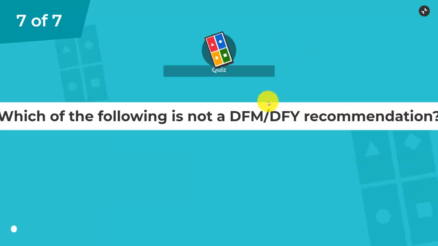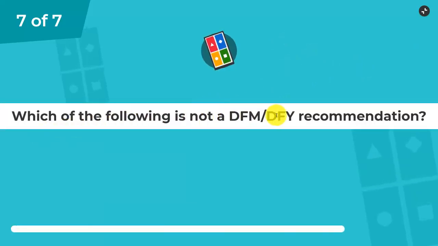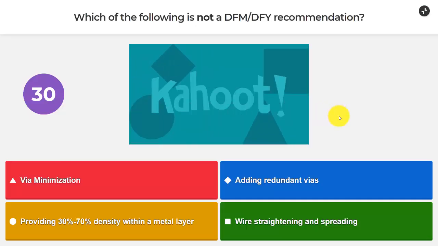And the final question for this Kahoot: which of the following is not a DFM or DFY recommendation? Just as a reminder, DFM is design for manufacturing and DFY is design for yield. So via minimization, adding redundant vias, providing 30 to 70% density within a metal layer, or wire straightening and spreading. Well, these two look like they're opposite to each other, right? And this, we discussed that for sure. But wait a second, this is a DRC, so it must be that this one isn't a DFM or DFY recommendation.